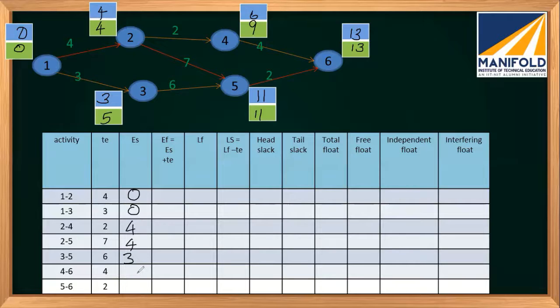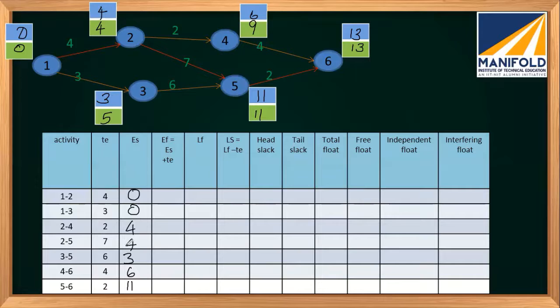Similarly, for 4, 6 it will be 6, and for 5, 6 the earliest starting time is 11. Okay, so we get the earliest starting times. Now, what will be the earliest finishing time? The finishing time will be just adding the duration.